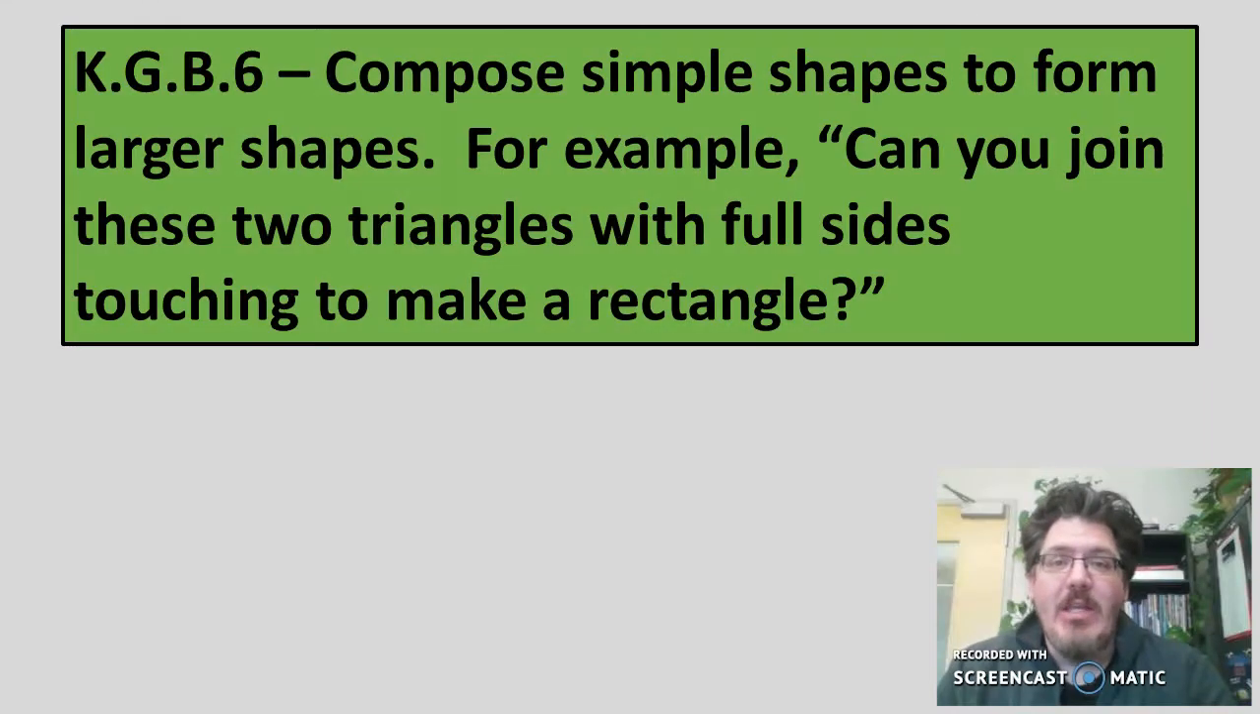This video series is designed for parents and teachers who are looking to better understand the Common Core and are looking to find ways to support kids in their development of math skills. Standard K.G.B.6 is all about using basic shapes like triangles, squares, and rectangles to create larger shapes. Putting smaller pieces together to make a larger shape is referred to as composing shapes. Let's take a quick look at some examples to illustrate the meaning of this standard.